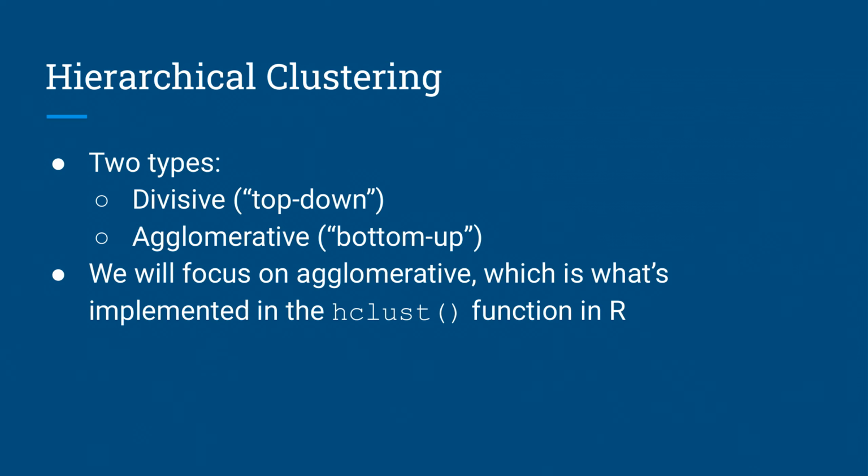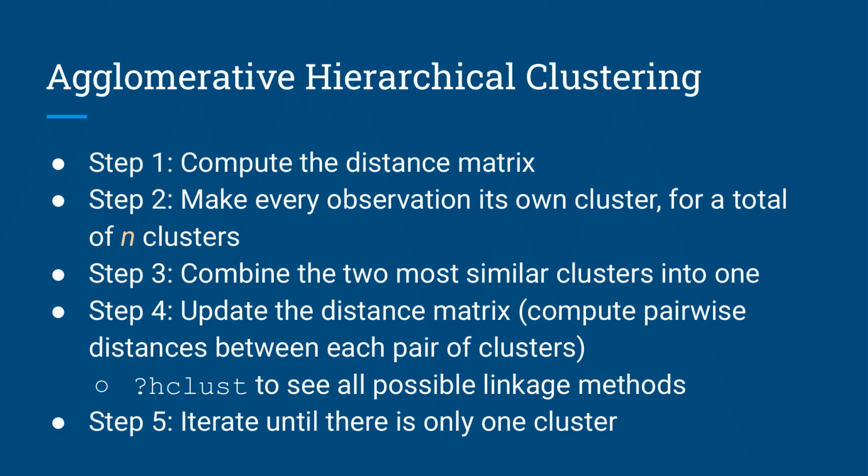You start with n clusters, and then, at each step, you combine the two most homogeneous clusters into one. We will focus on agglomerative hierarchical clustering, which is what's implemented in the hclust function in R. The algorithm for agglomerative hierarchical clustering is as follows.